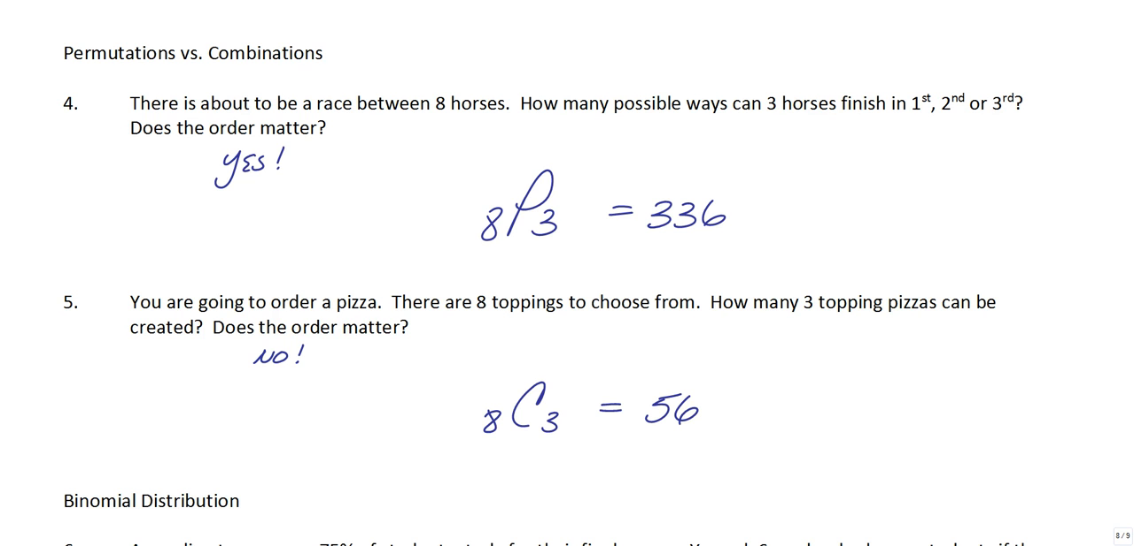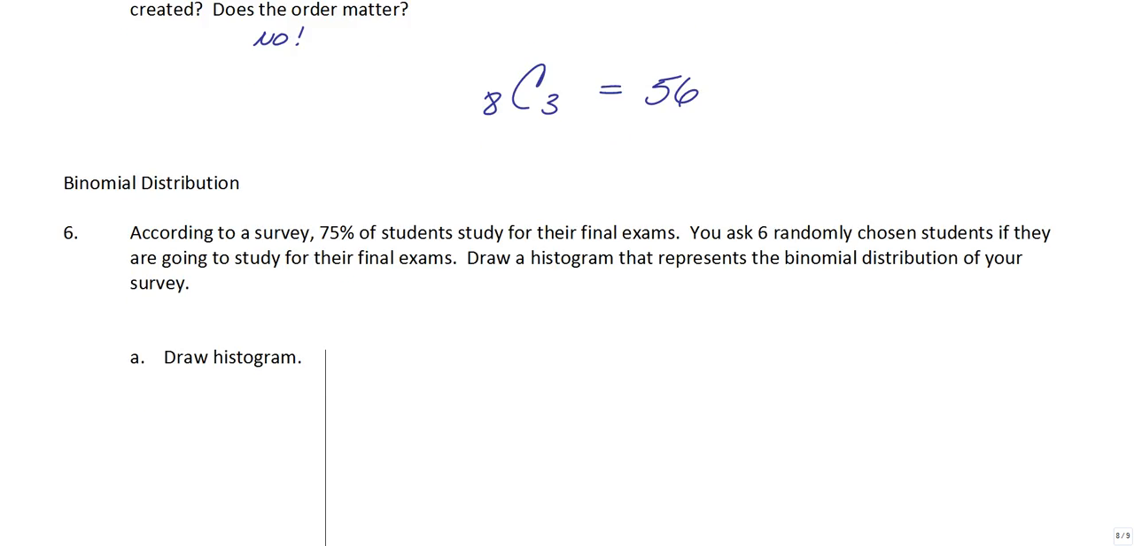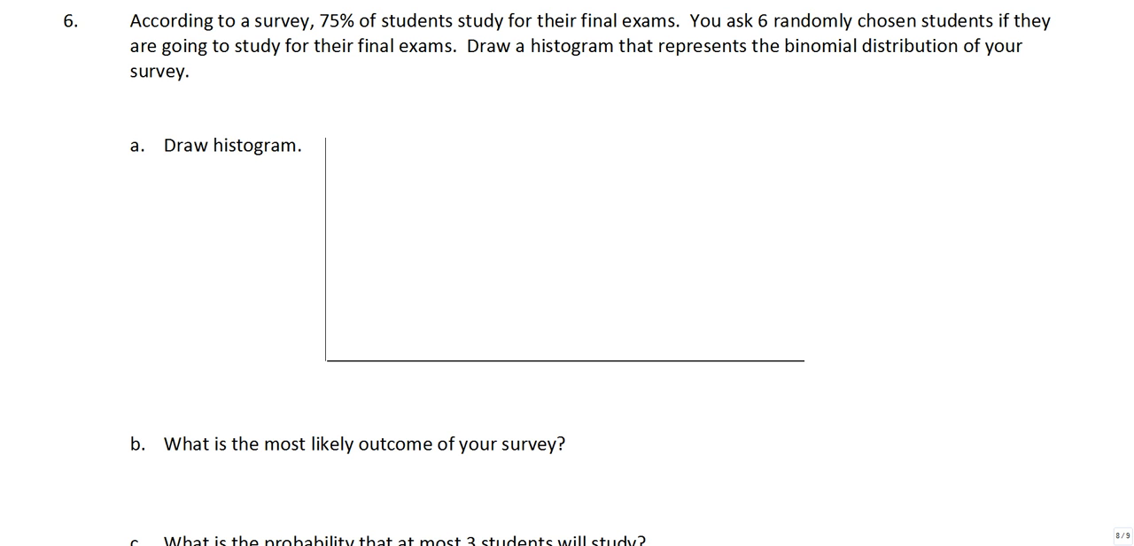All right? Finally, the last one. Now this is where you need your calculator to draw or to come up with a binomial distribution. But we have a survey of 75% of students. They study for their final exams. So we're going to randomly ask 6. So in your calculator, remember, it depends on how your calculator works. But we're going to have to do a binomial distribution.